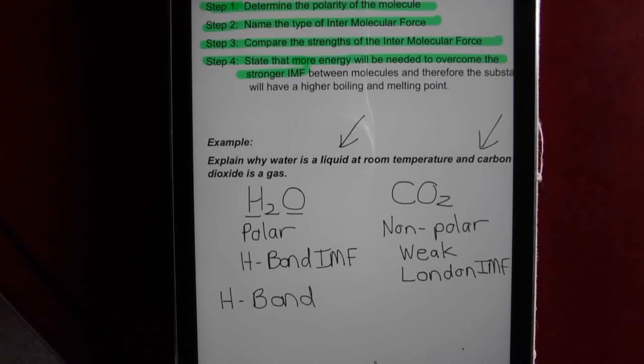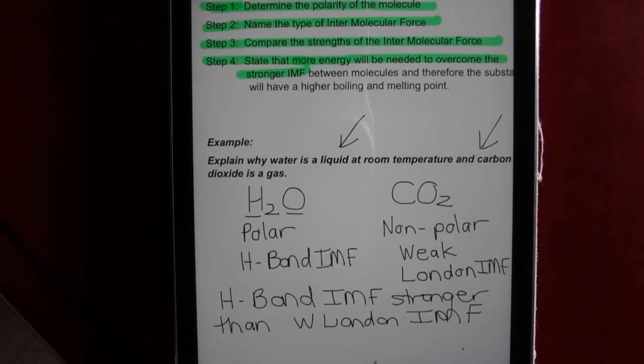Which of these are stronger? You can clearly see that hydrogen bonding is the strongest dipole force, and the other one is a weak dipole force. So you're going to say hydrogen bond intermolecular forces are stronger than the weak London intermolecular forces. Please write this in a full sentence. Hydrogen bond intermolecular forces are stronger than weak London intermolecular forces.